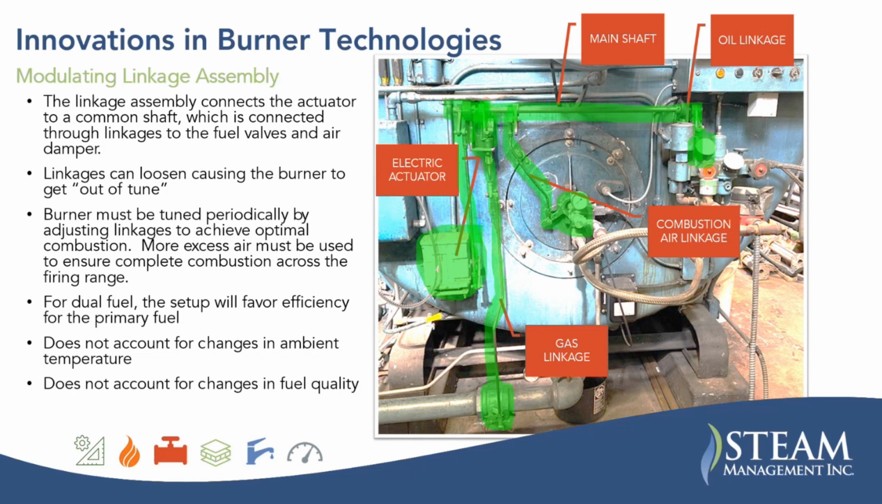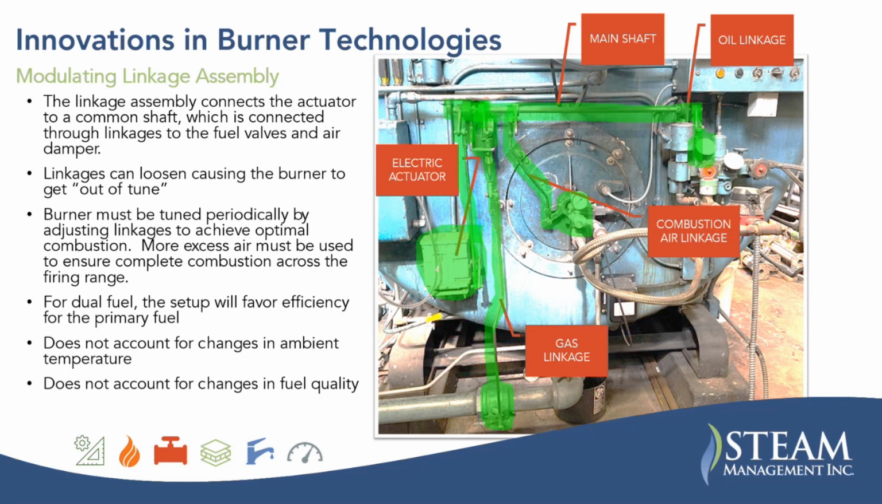So this actuator is hooked to a linkage that goes across. As this bar turns, the linkages push open the gas valve, the air damper, and the secondary fuel, in this case fuel oil valve, all from one actuator. So these are all controlled just based on ratios in the linkages.